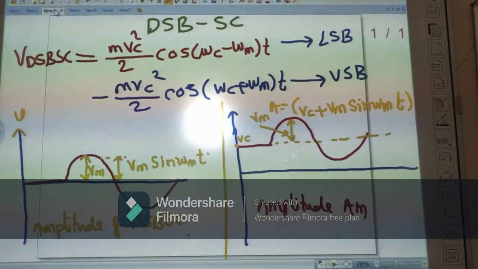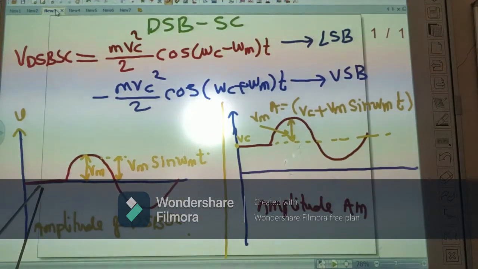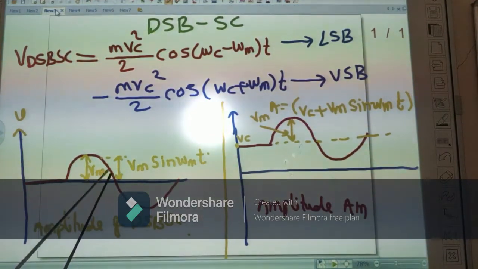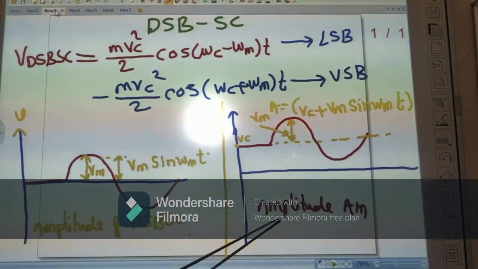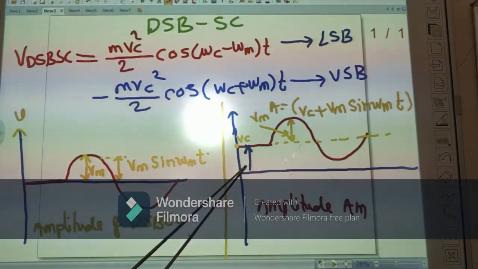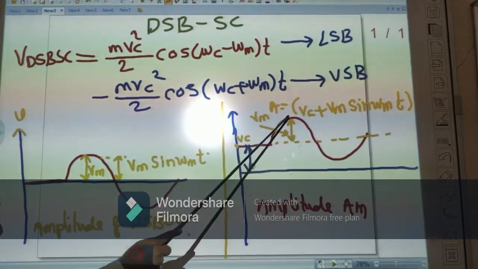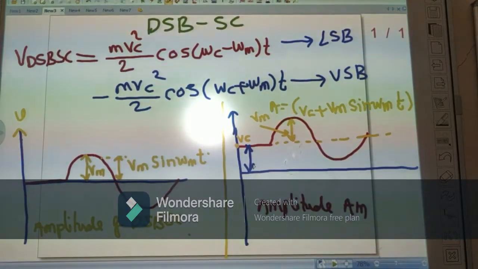upper sideband. If you observe the amplitude of DSB-SC, here Vc is equal to 0. That means V minimum is 0 and the amplitude is Vm sin omega mt. Whereas in case of amplitude modulation, you have the amplitude of the carrier, that is Vc. So the net amplitude is Vc plus Vm sin omega mt.